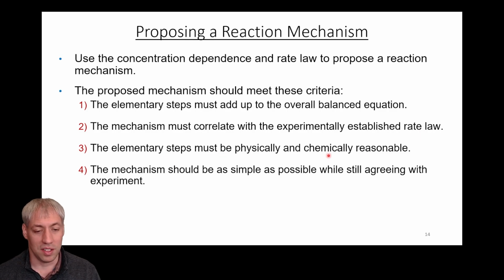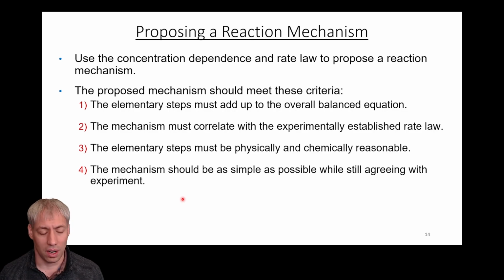Elementary steps must be physically and chemically reasonable. I mean, you can't say magic happens at step 2, right? You can't say the magic elf made A turn into B. You have to have something that chemically makes sense, bonds breaking, bonds making. And finally, the mechanism should be as simple as possible while still agreeing with experiment. This is kind of the Occam's razor of chemical kinetics, where why add extra steps if you don't need them? Nature likes to do the thermodynamically easiest pathway. Our assumption should be that our reaction mechanism is as simple a model as possible.